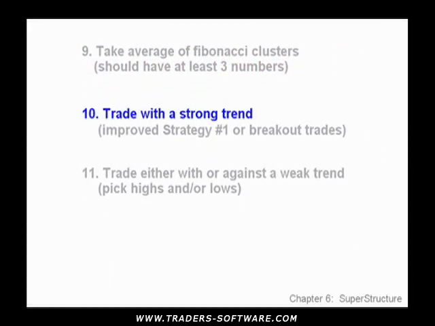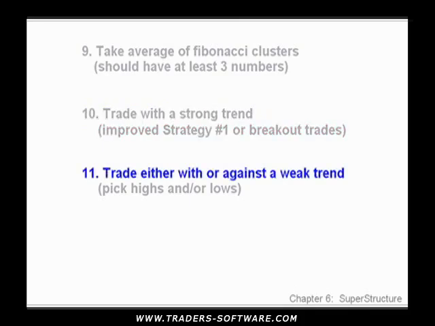Number 10, trade with a strong trend. That is, trade in the direction of the trend when the trend is strong. And this pertains to the improved strategy number one using Fibonacci applications or breakout trades such as trend line breaks. And number 11, you can trade either with the trend or against the trend when the trend is weak, when you see a lot of deep retracements. Here you can pick highs and or lows if any good setups show up.